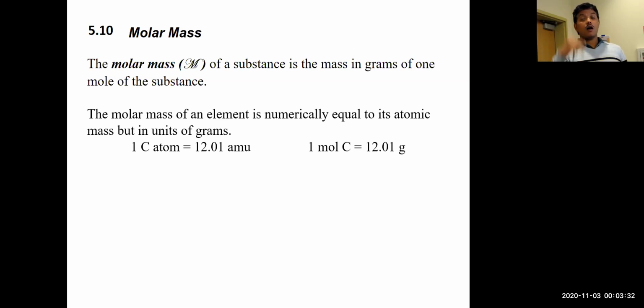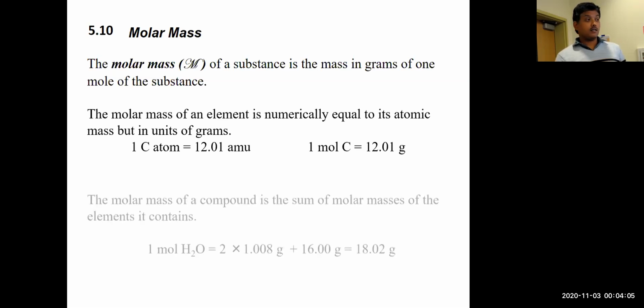1 oxygen atom weighs 16.00 atomic mass units, so 1 mole of oxygen atoms weighs 16.00 grams. 1 hydrogen atom weighs 1.008 atomic mass units, but 1 mole of hydrogen atoms weighs 1.008 grams. It is the same numerical value as the atomic weight, but the units are changed to grams. That's what molar mass is.